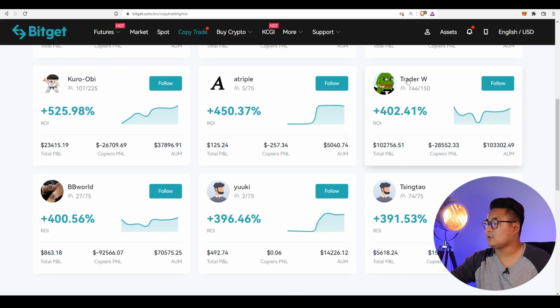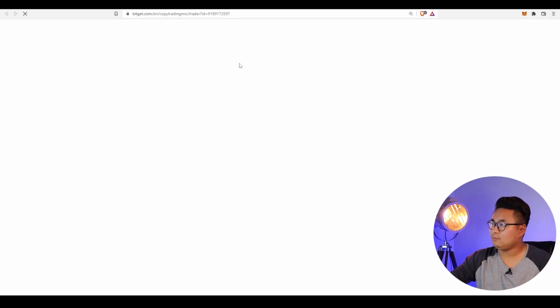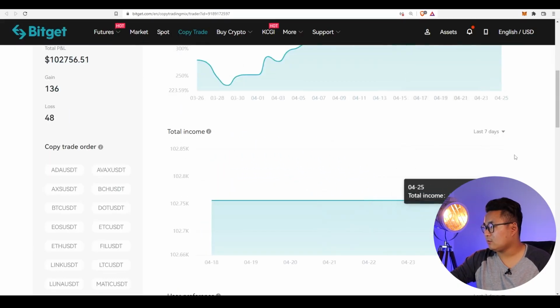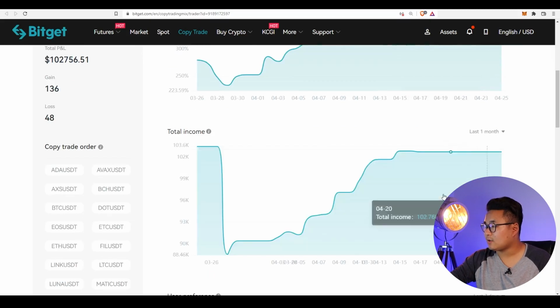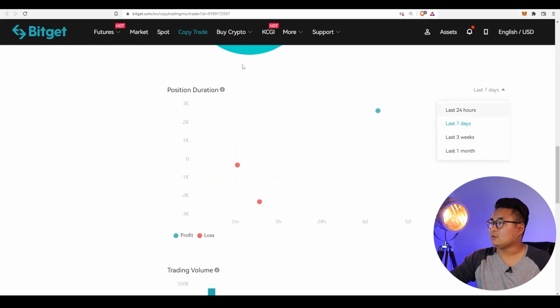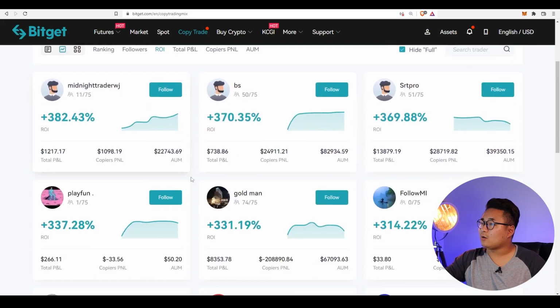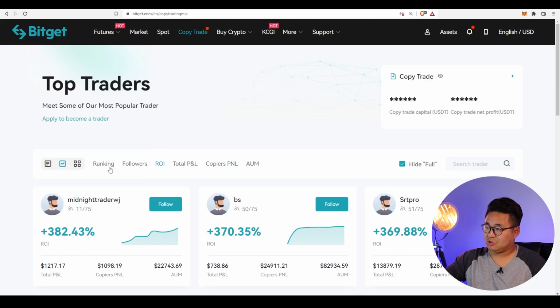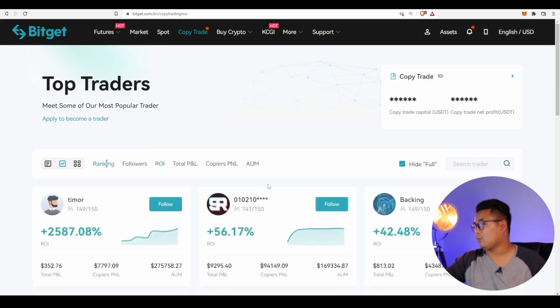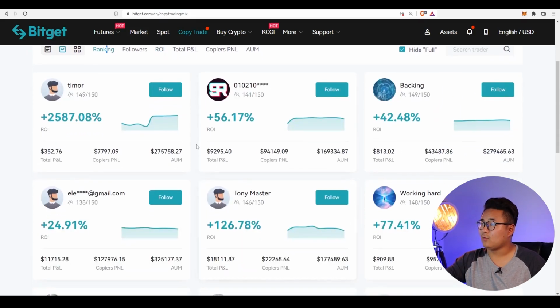Trader W, I've seen this guy before as well. Let's have a look at him in the last 1 month. Interesting. We'll have a look at last 7 days. He hasn't made any trades, it seems. He stays stagnant. Only 3 trades. Not very active. So I don't think arranging by ROI is such a great thing either. So I think ranking probably does the best, and overall he's a better metric to actually look into.